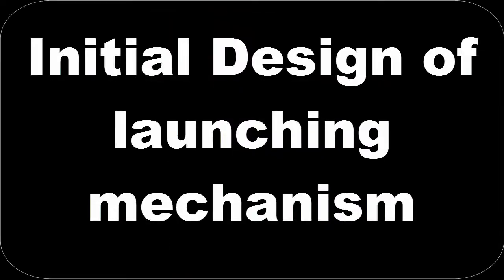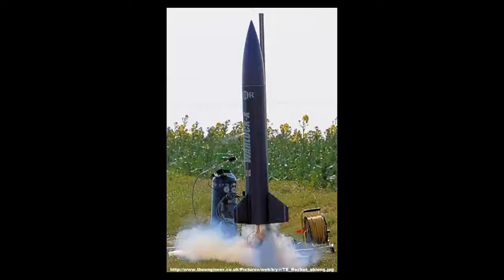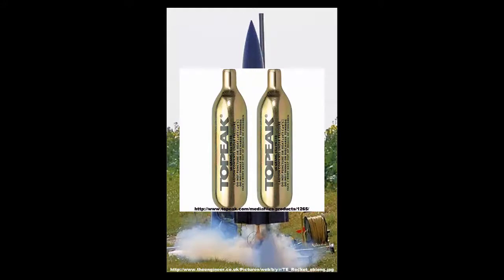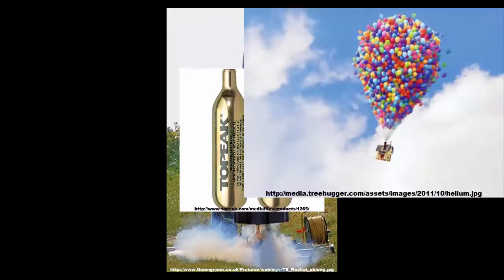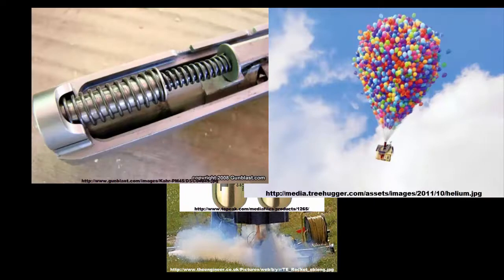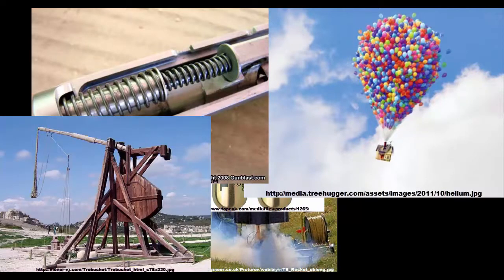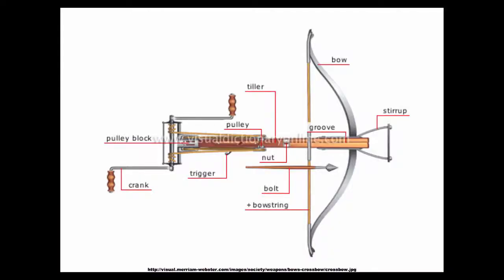So initially, for our launching mechanism, we wanted to do some type of propulsion, like a small CO2 cartridge. Then we decided we wanted to do something like a helium balloon, use some kind of spring system, maybe make a trebuchet. Then we decided that we wanted to create a system that creates some type of force and could be repeated over and over again. Therefore, we went with a crossbow system with some type of PVC pipe and wire.